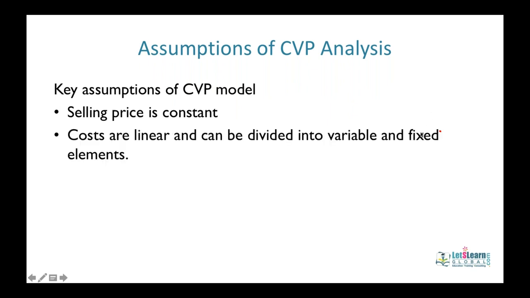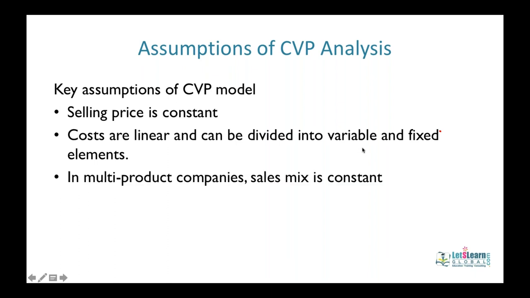Selling price per unit is constant. Costs are linear and divided into variable and fixed only. No mixed cost. And in the case of multi-products, multi-product means the company sells A, B, C, different types of products. Different types of products: laptops, mobile phones, televisions. My company sells three different types of products.